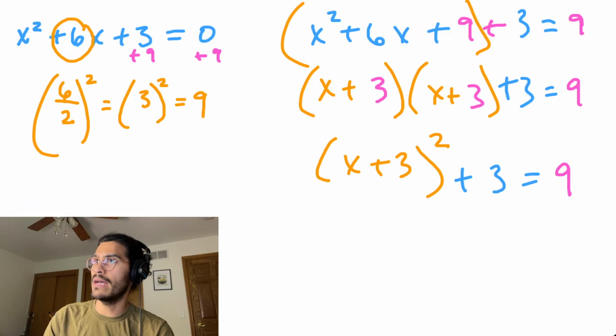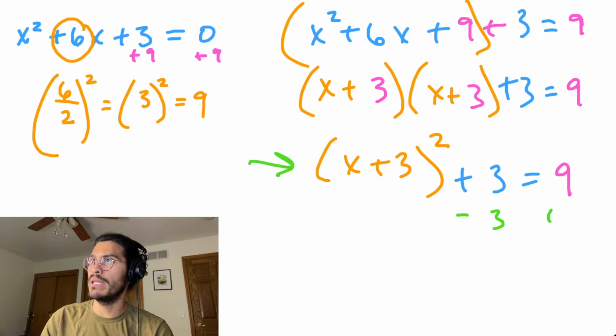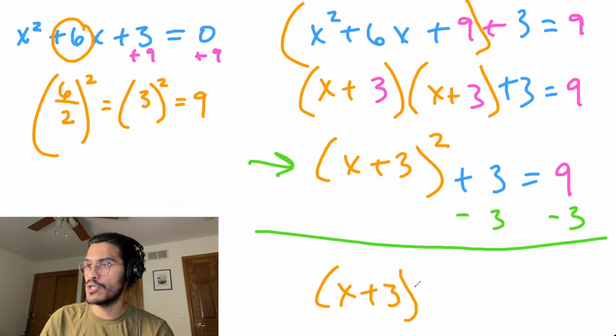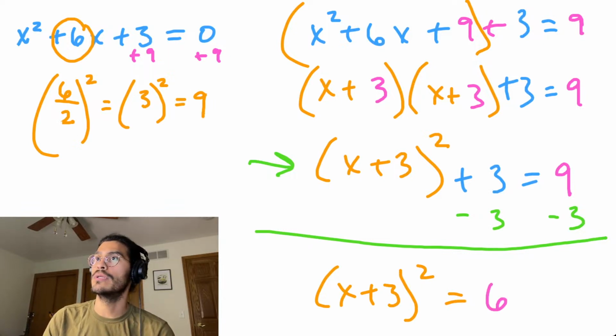Okay, so back here we have x plus 3 squared plus 3 equals 9. Well, let's move that plus 3 onto the other side by subtracting it. And now we get x plus 3 squared equals 9 minus 3, which is 6. Cool. So what can we do from there?